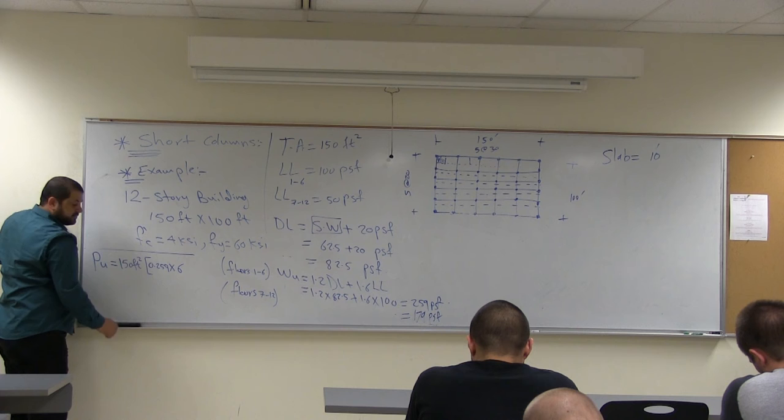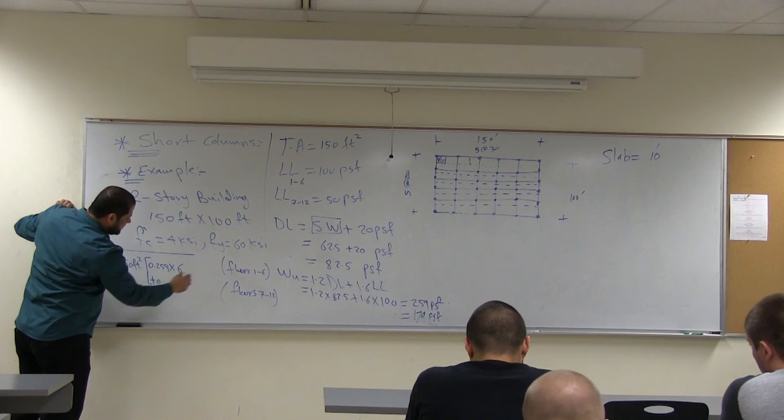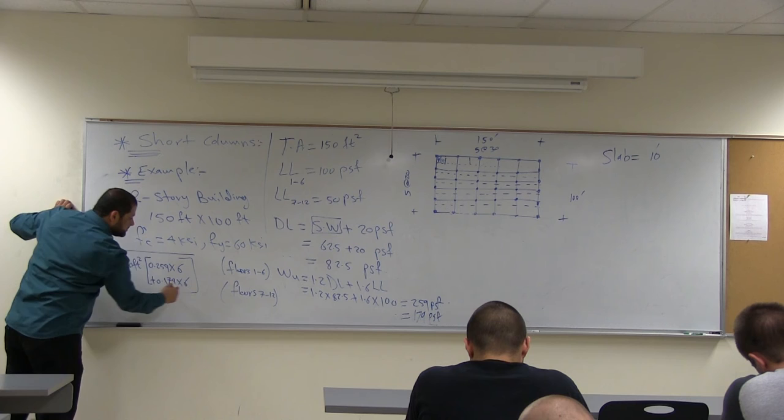Plus 0.179 times 6 stories. This is P ultimate. How many kips?